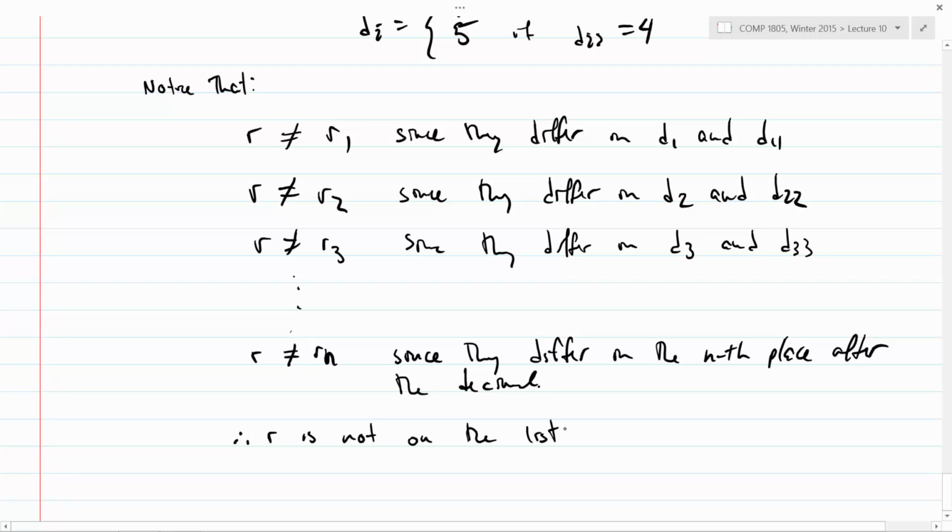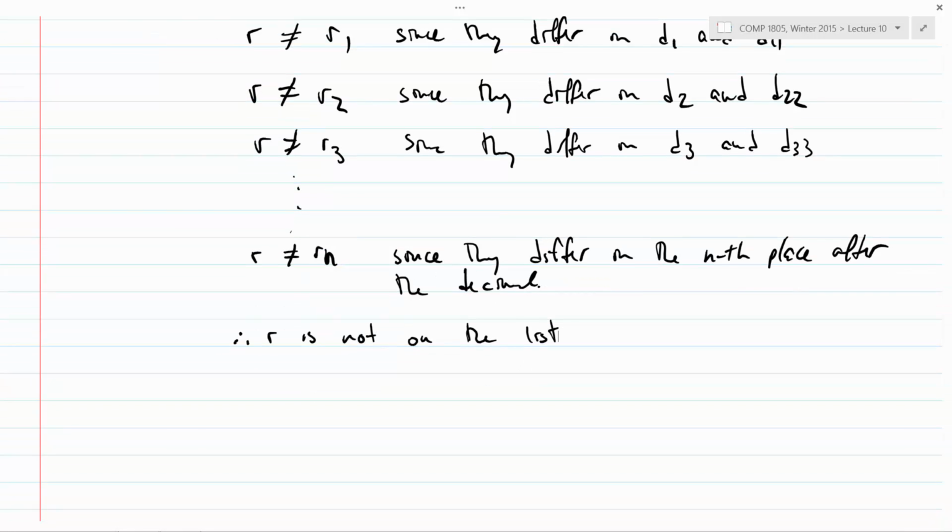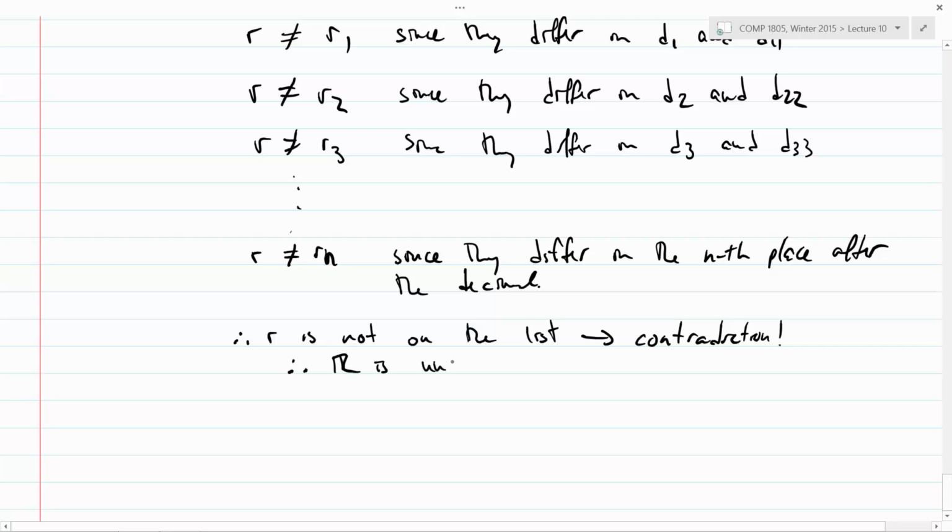And since R is not on the list, that means our assumption that we could make a list must be wrong. So we have a contradiction. And therefore, the real numbers are not countable. So to get back to the point you had made, if a set is uncountable, then a superset of that set is also uncountable. But the other direction doesn't hold.